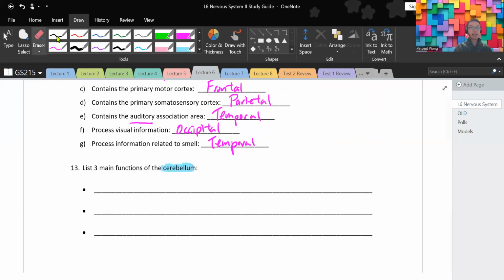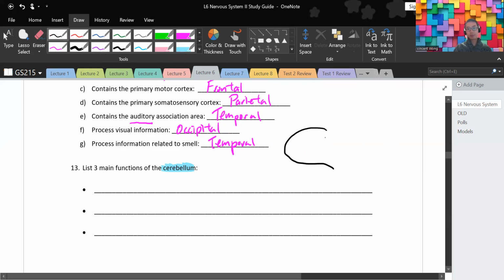Cerebellum, located at the back. If this is the brain that we were just labeling, the cerebellum would be right here. And then you have your brainstem. So this is the cerebrum, not to be confused with the cerebellum. That would be the medulla oblongata right here.